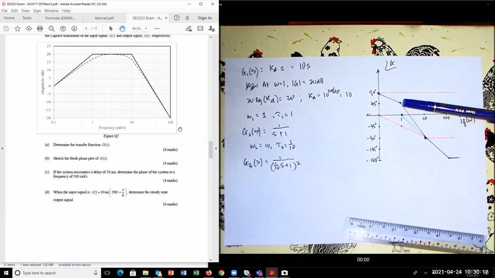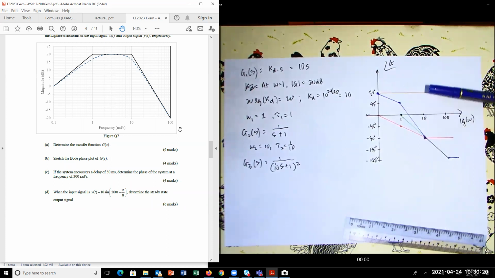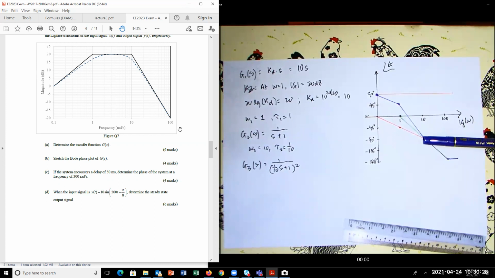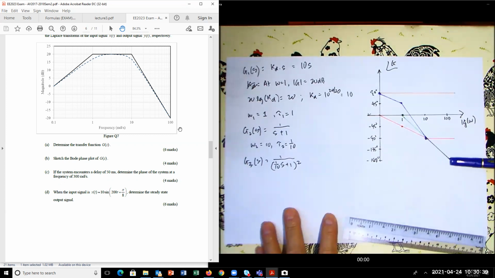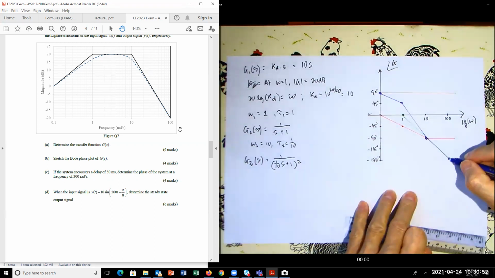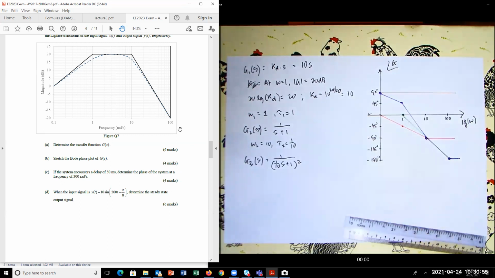Okay, the next turning point is at 10. Again, you have plus 90, which is the brown. You have minus 90 for the red and minus 90 for the green. Plus 90 minus 90 minus 90 is minus 90. So you got this blue point. Okay, and finally you have at this 100. At 100 you have plus 90 minus 90 minus 180. 90 minus 90 minus 180 is minus 180, which is this point. So now you join the points.